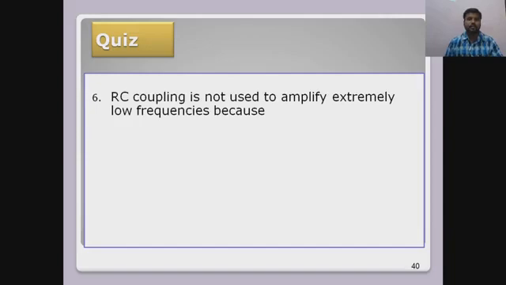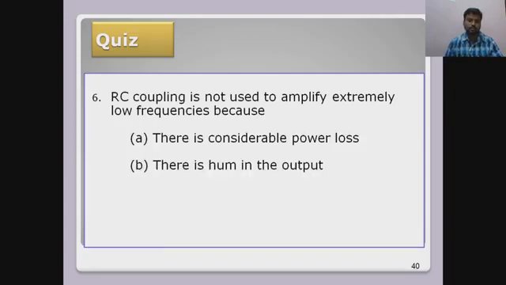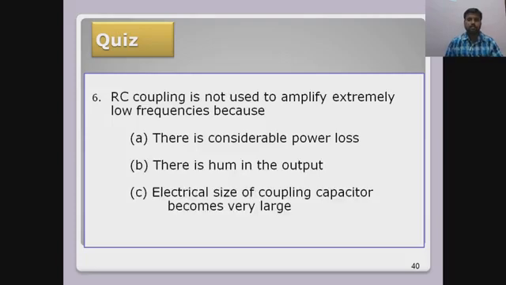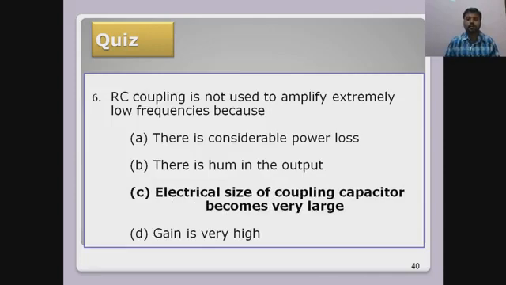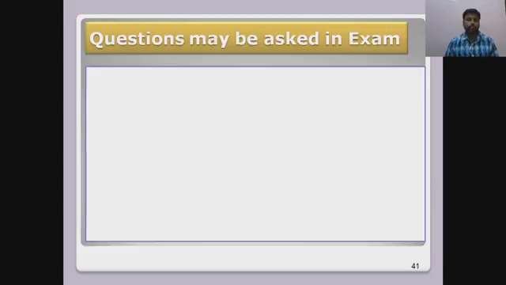RC coupling is not used to amplify extremely low frequencies because: there is a considerable power loss, there is a hum in the output, the electrical size of the coupling capacitor becomes very large, or the gain is very high. Which one is the correct answer here? The electrical size of the coupling capacitor becomes very large. So that is the reason why it is not suitable for low frequencies.